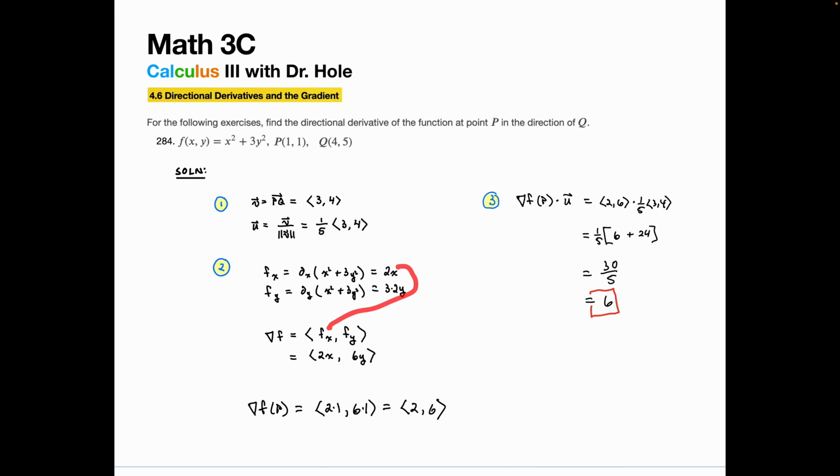Take each of those pieces and plug in, and you come up with the gradient vector. Then look at the P. P has x equal 1, also y equal 1, so you plug in. X equals 1, you plug in. Y equals 1, and you get grad f at P as 2, 6. The directional derivative is then just simply the dot product of this vector and this vector, which is done here, and you come up with 6.